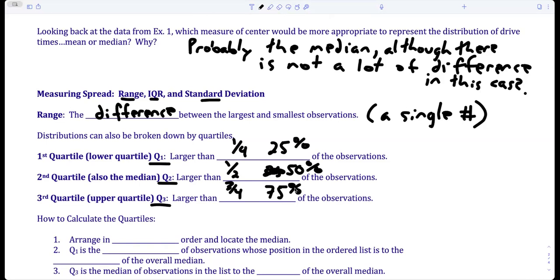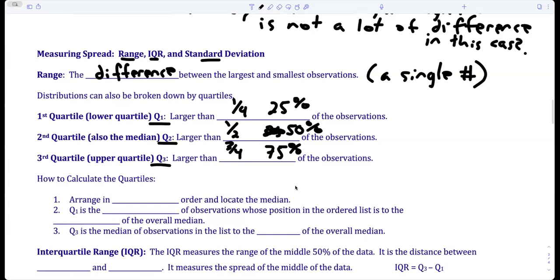So how to calculate the quartiles? By hand. Again, we'll do this once and then we'll use our calculators. We are going to arrange in increasing order and locate the median. Q1 is going to be the median of observations whose position in the ordered list is to the left. And Q3 is the median of the observations in the list to the right of the overall median.